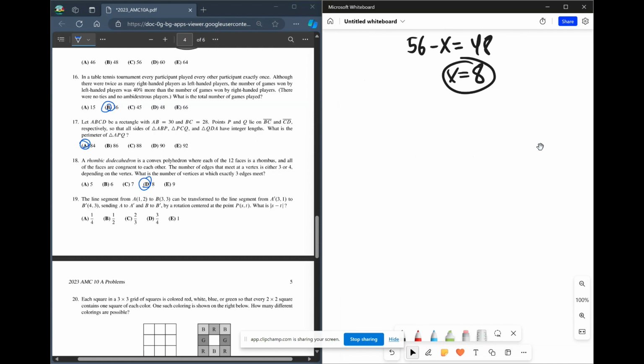Problem 19. The line segment from A (1, 2) to B (3, 3) can be transformed to the line segment from A' (3, 1) to B' (4, 3), sending A to A' and B to B', by a rotation centered at the point P. What is the difference between S and T?